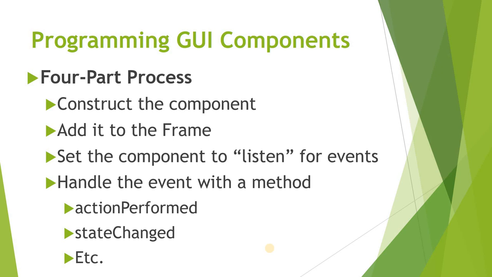All right, so in summary, you're going to program GUI components, and it's really a four-step process. First, you construct the component. So you declare it, you instantiate it, you set the properties of that button. You then add it to the JFrame, and you set it up to listen for events. After you listen for events, when the program is running, you have to handle the event. And that is either by coding an actionPerformed method, if it's a button, or a stateChanged method.